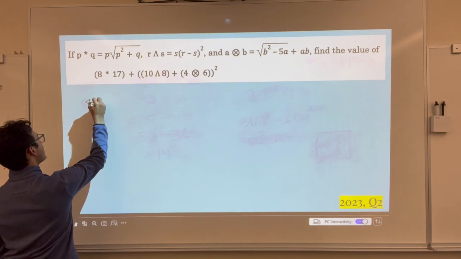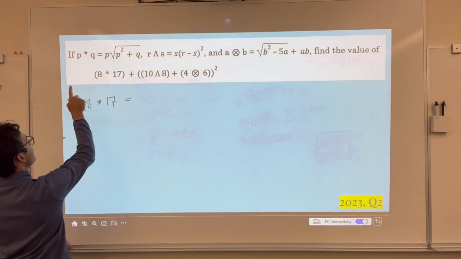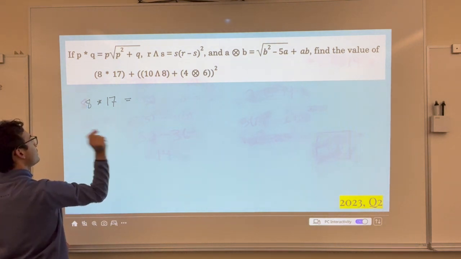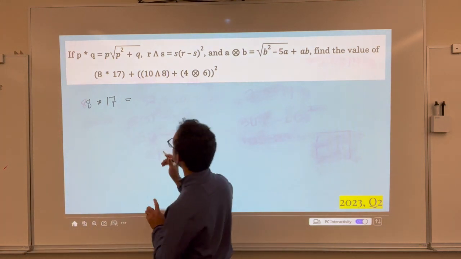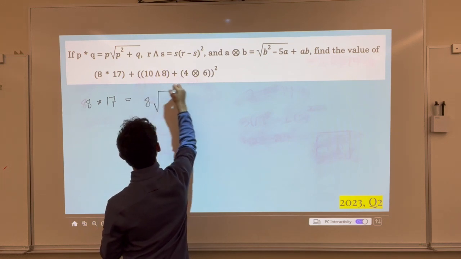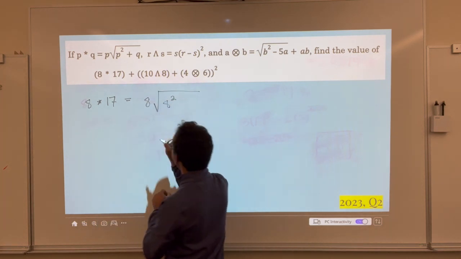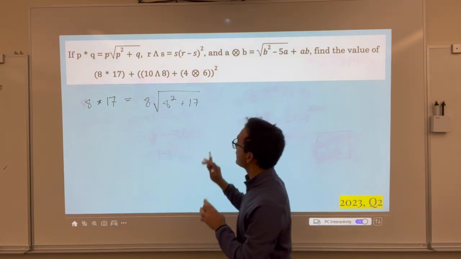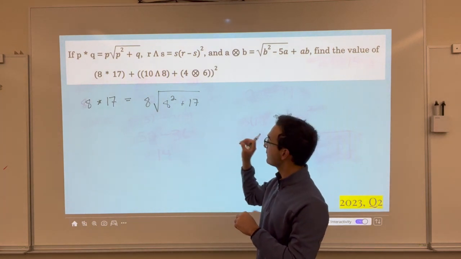So 8 star 17. And it says that p star q is equal to p times the square root of p squared plus q. So that's a lot. We just need to make sure we're plugging in the right numbers. So we start with p, which is 8. And then we multiply it by the square root of p squared, which would be 8 squared. Add q. Q is 17, so we're adding 17. So that's what it will equal. 8 times the square root of 8 squared plus 17.